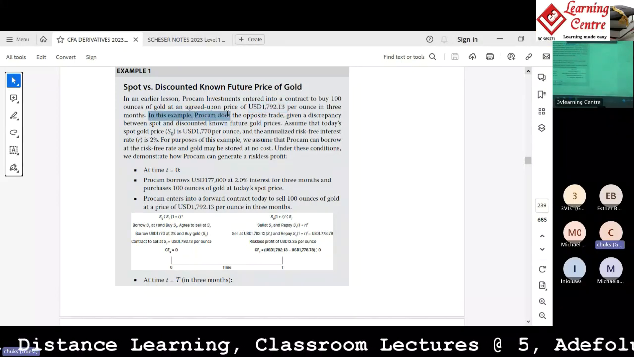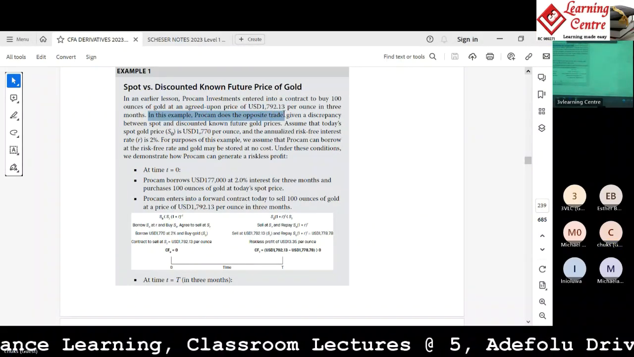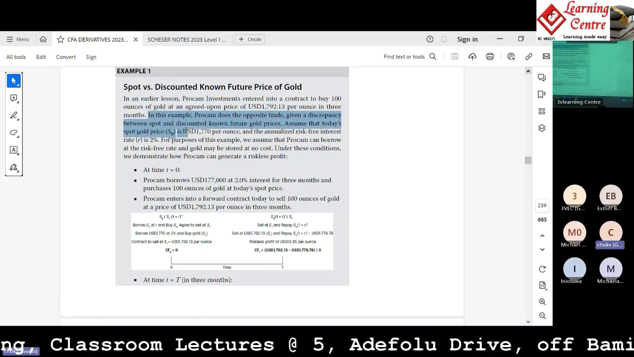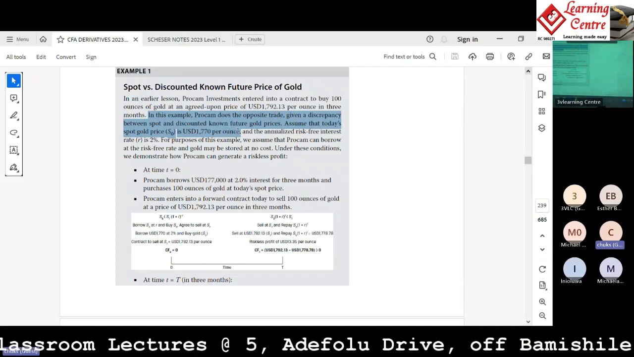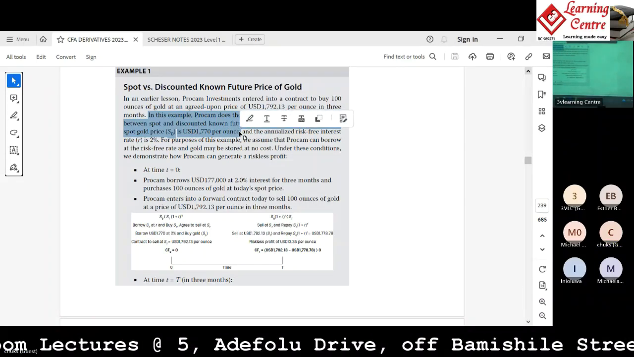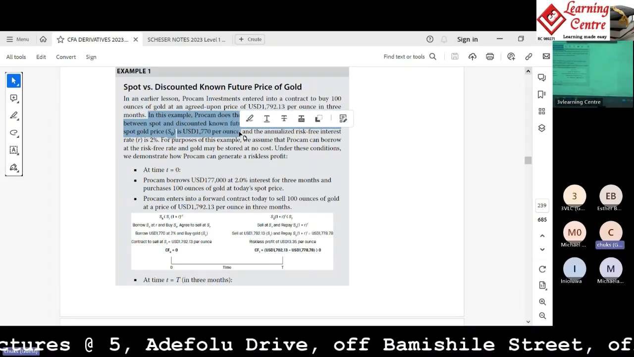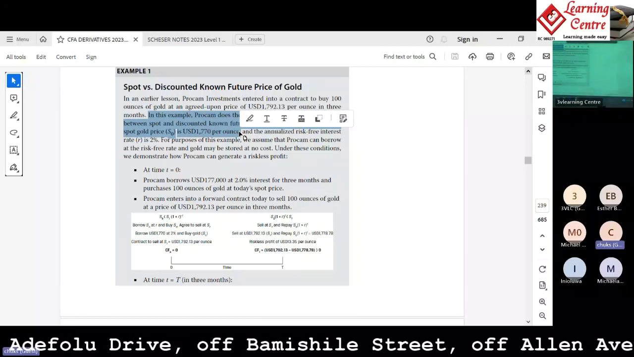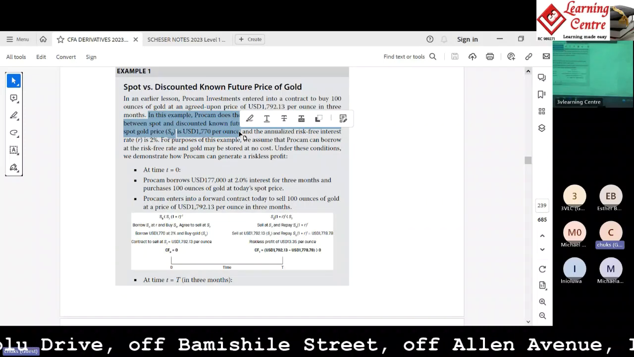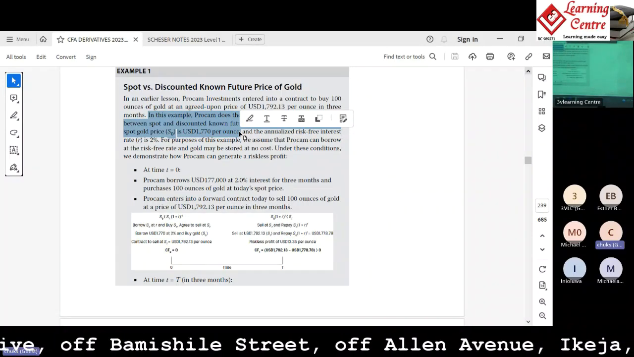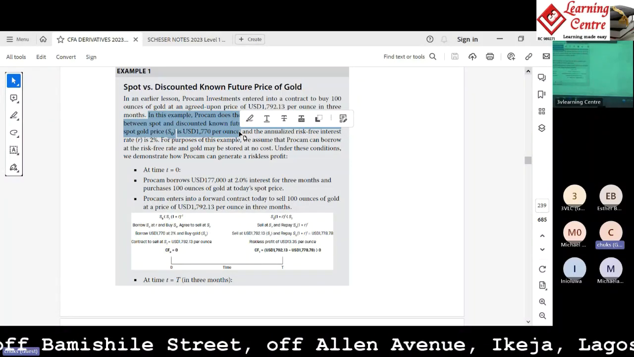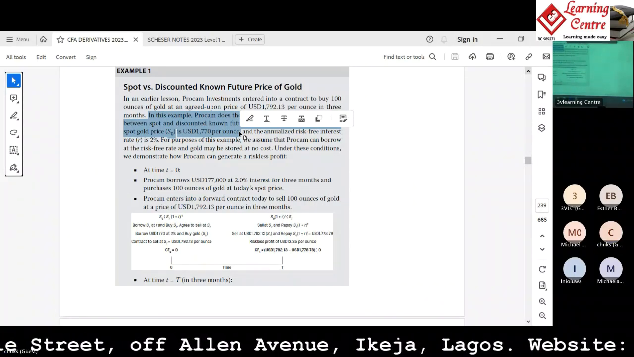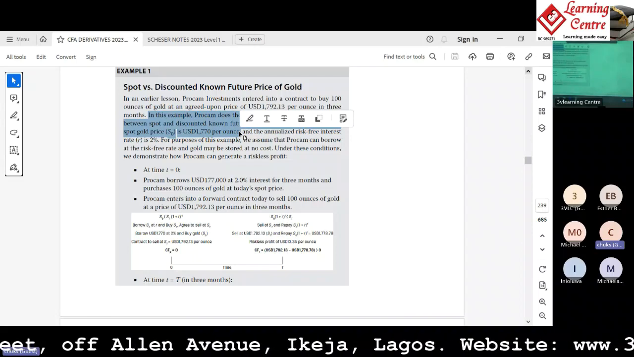Now, in this example, Proclam does the opposite trade, giving a discrepancy between spot and discounted future gold. Assume that today's spot price is 1,770 per ounce. Remember we have said derivative. So the derivative is on the gold. So in this example, the underlying asset is the gold. But they've entered a derivative that, in the future, they will buy gold at 1,792. So is this a call or a put? Let's start from there.